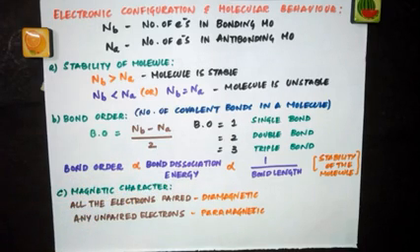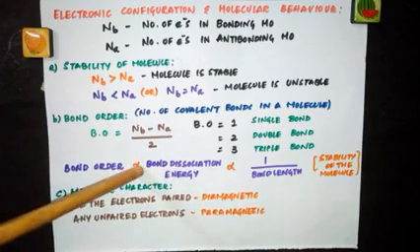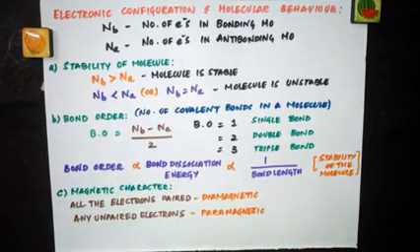And what is bond dissociation energy? The amount of energy required to break that particular bond. So both are directly proportional, and bond order is inversely proportional to bond length. So the higher the bond order value, the smaller will be the bond length.